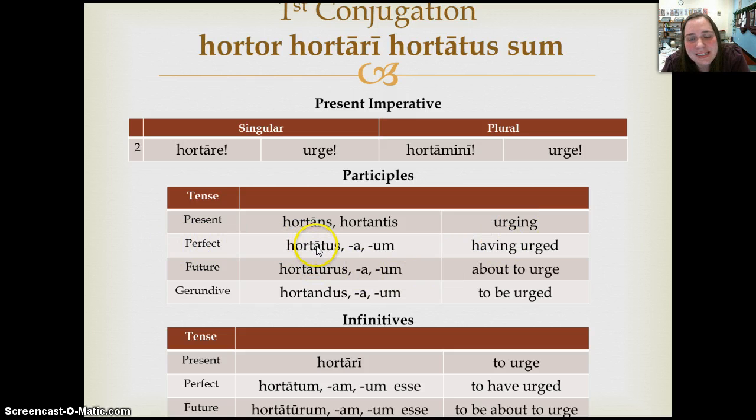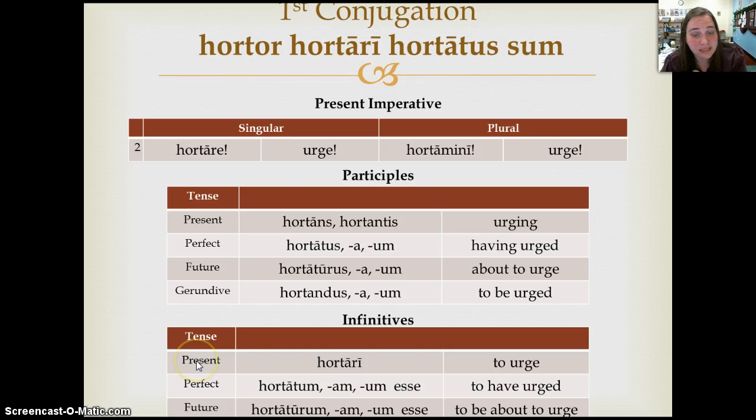The perfect, hortatus, hortata, hortatum, follows the rules exactly because that is the passive form, but it translates actively, having urged. The future, hortaturus, looks active and translates actively, about to urge. And the gerundive, hortandus, means to be urged. So passive form, passive translation.